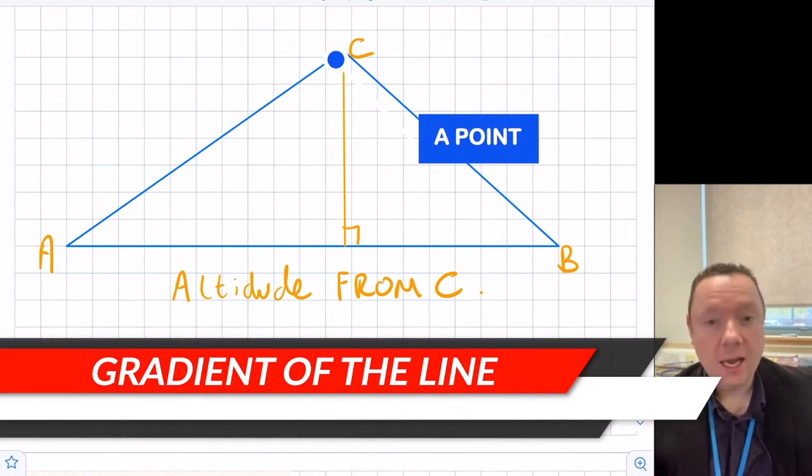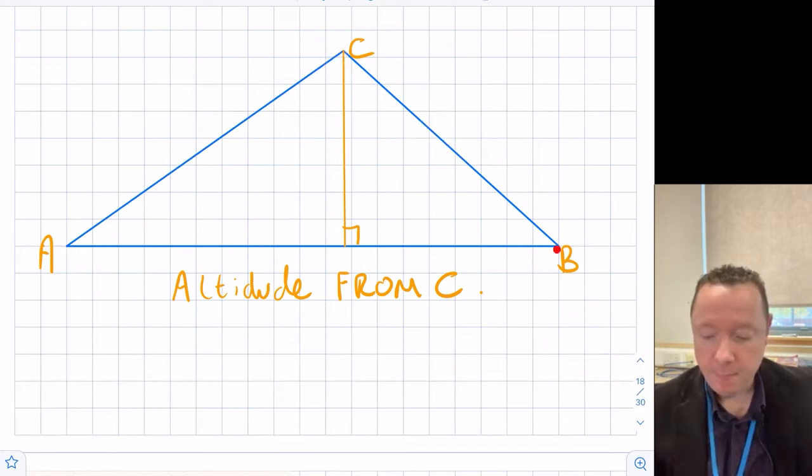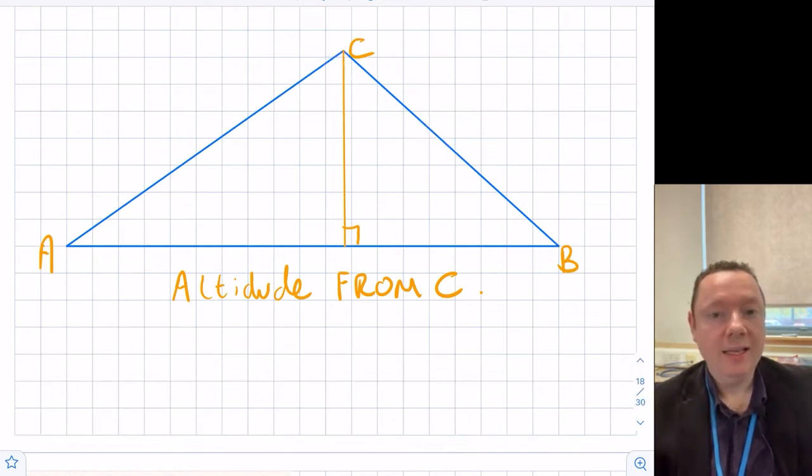Now, since the altitude cuts at right angles, if you knew the gradient of line AB, then using negative reciprocals, the rule that m1 times m2 equals -1 would tell you the gradient straight away of the altitude. And then you've already got a point, assuming you've got all the points of a triangle, you would then use point C to find the equation of the altitude. And that's what we're going to look at now with an example.